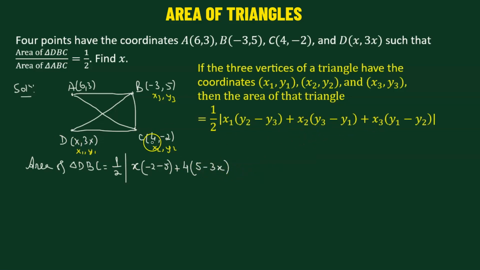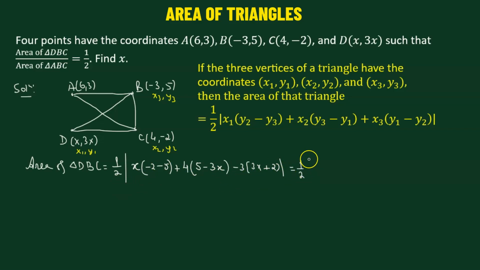Then we go to x3. So x3 here corresponds to -3. So we have -3 multiplied to y1 minus y2. So here we have y1 which is 3x minus y2. So y2 will be -2. So we have negative of -2 makes it positive. So we have 3x plus 2. Let's simplify the expression within the absolute value.